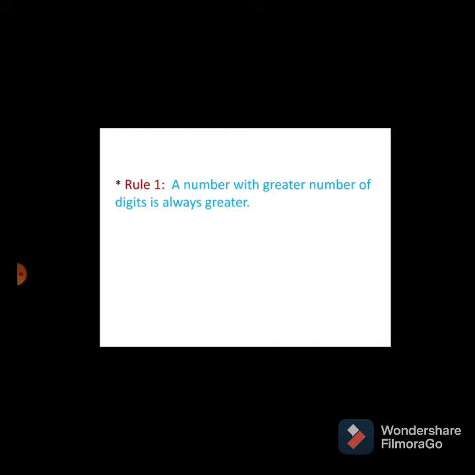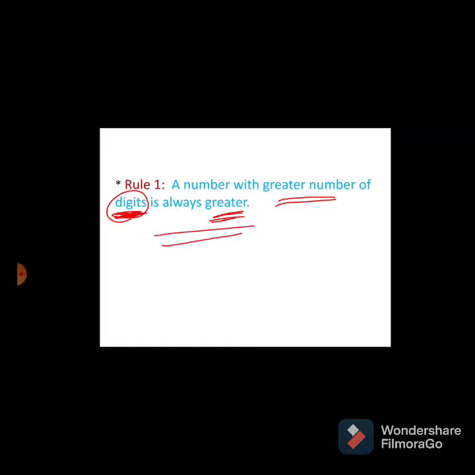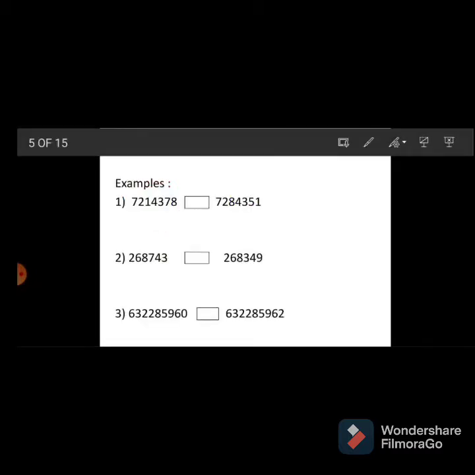Then see next, what rule have we learned from these examples? A number with a greater number of digits is always greater. Means for the given numbers, first we have to check how many digits each is formed with, and the number with more digits is greater. This is the first rule. Okay, then see the next example.